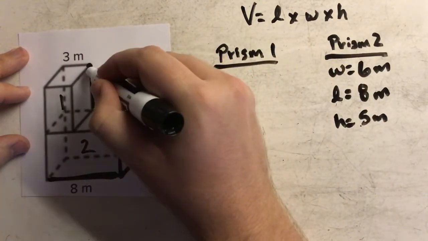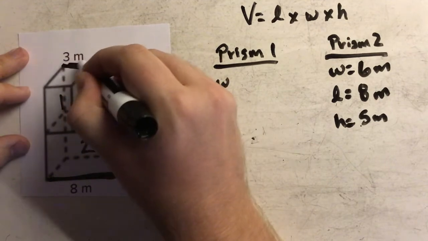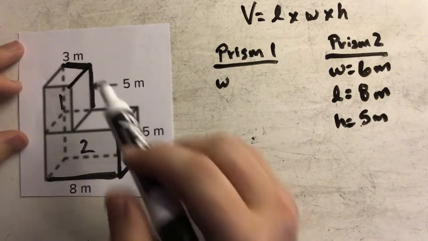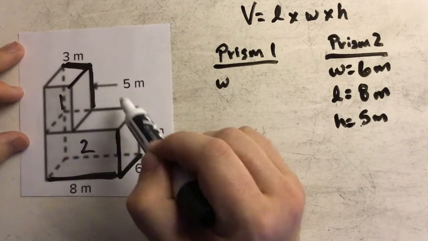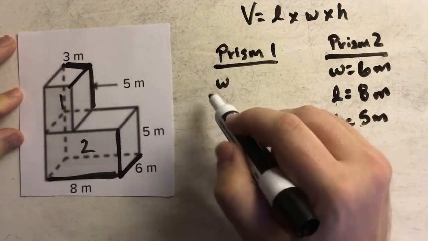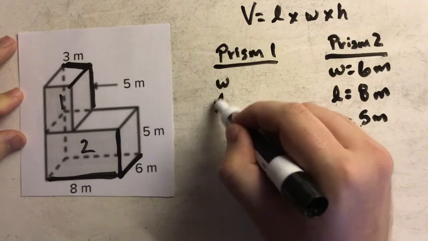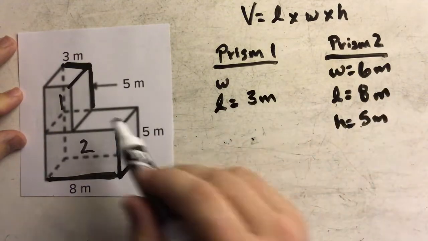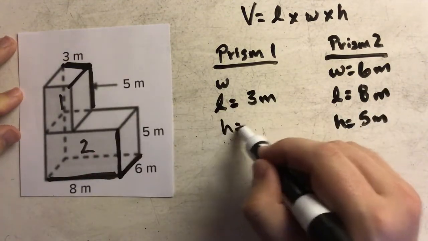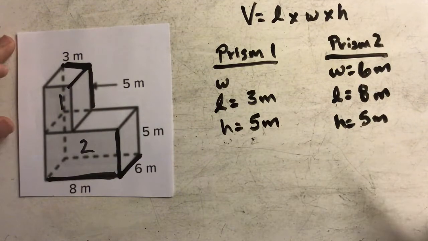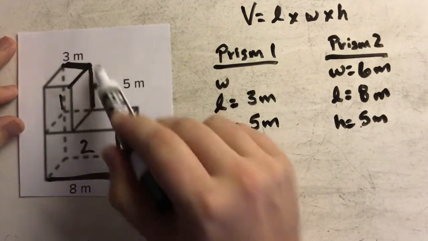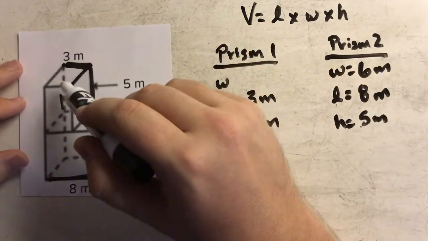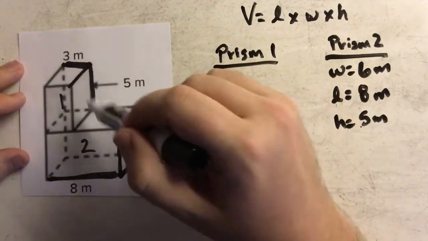I see here that the width is not given to me. I only see the length and the height that's listed here. So let's go ahead and identify the length is equal to 3 meters. The height is equal to 5 meters, but the width, it doesn't have a third measurement up here.